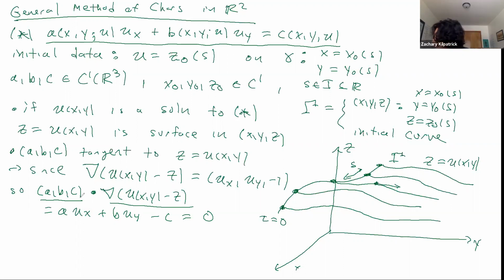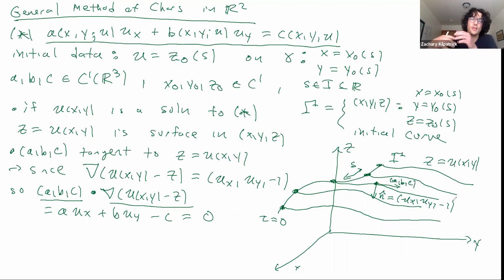So they sort of form the vector that determines the flow along this surface. And the normal to this surface at any particular point, this normal here, is u_x, u_y, minus 1.